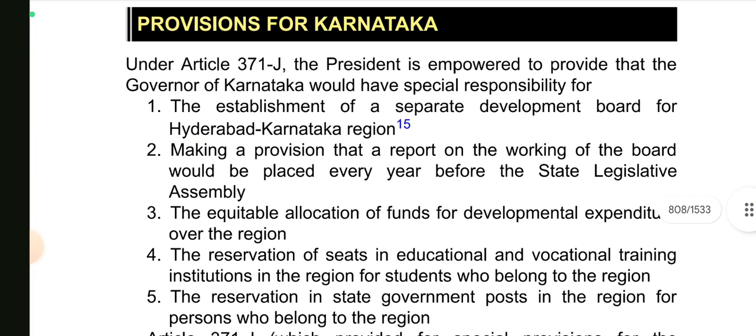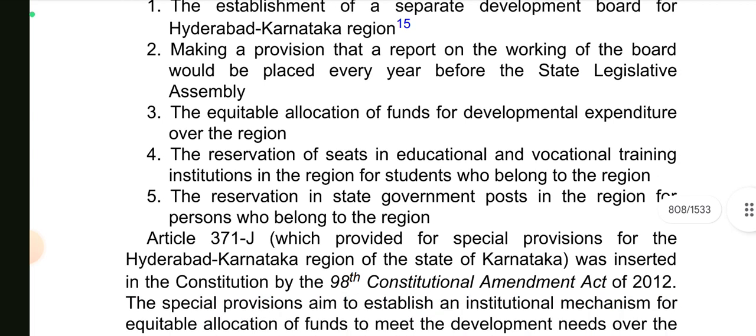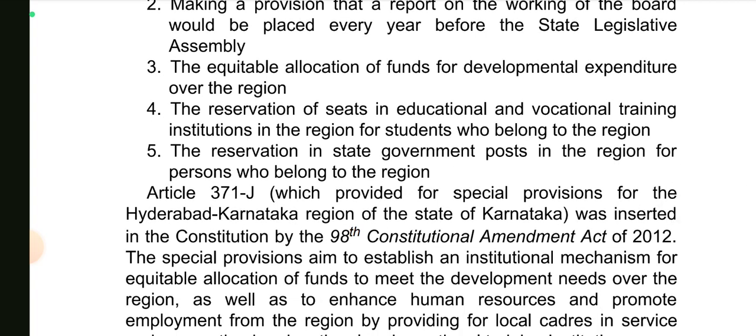And provisions for Karnataka. Under Article 371J, the President is empowered to provide that the Governor of Karnataka would have special responsibility for the establishment of a separate development board for Hyderabad Karnataka region, making a provision that a report on the working of the board would be placed every year before the State Legislative Assembly. The equitable allocation of funds for developmental expenditure over the region, the reservation of seats in educational and vocational training institutions in the region for students who belong to the region, the reservation in state government posts in the region for persons who belong to the region.